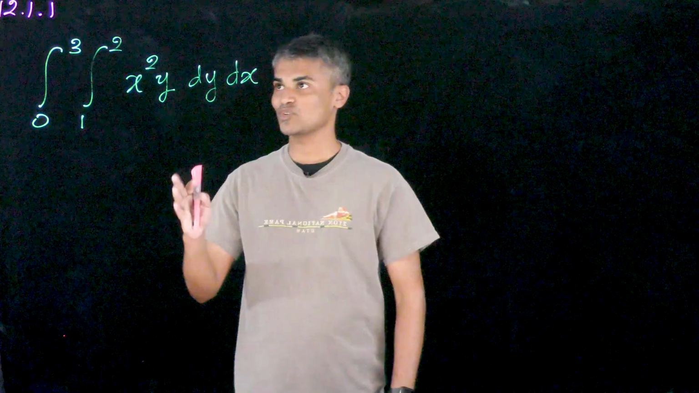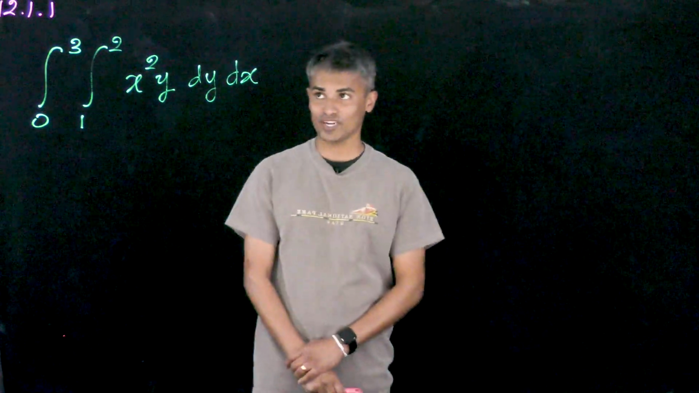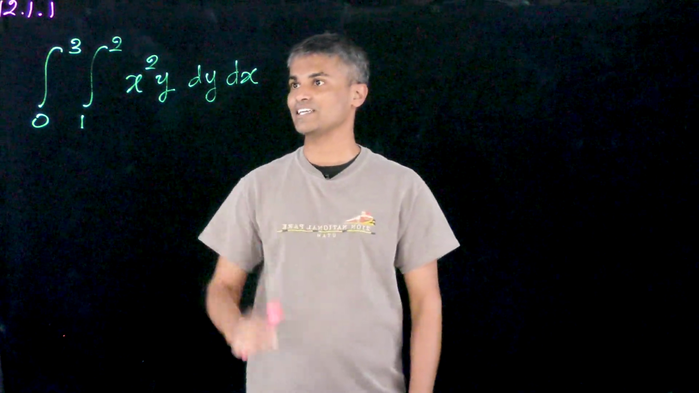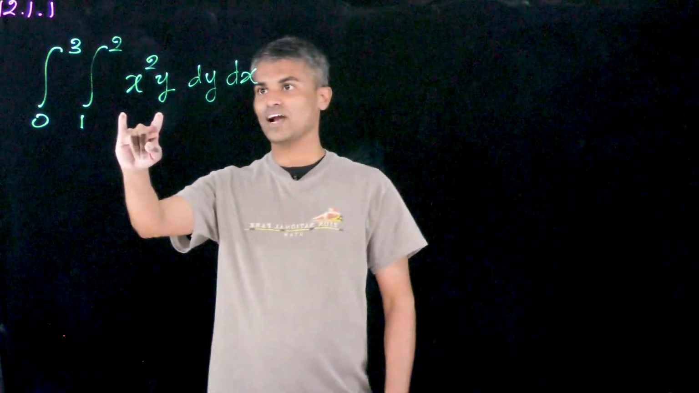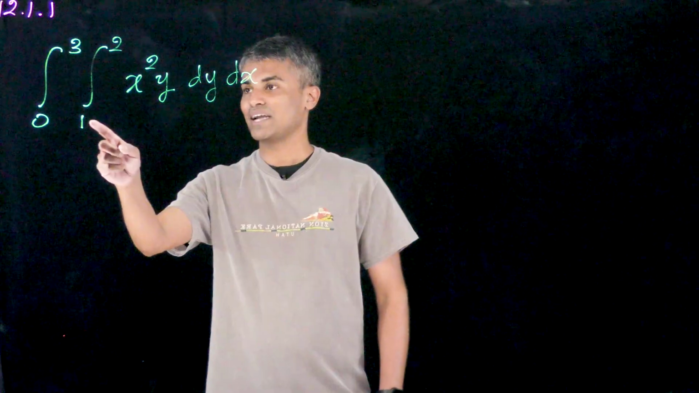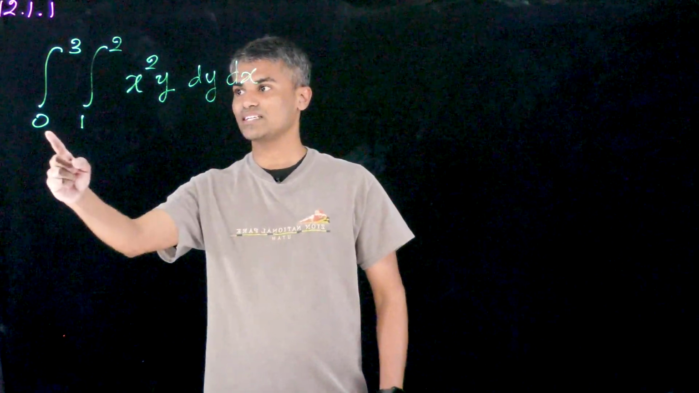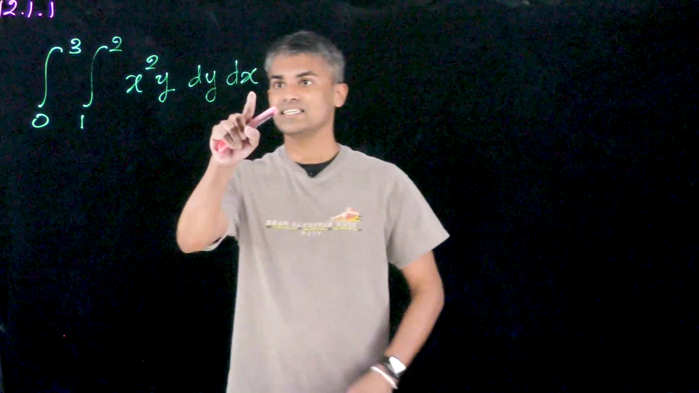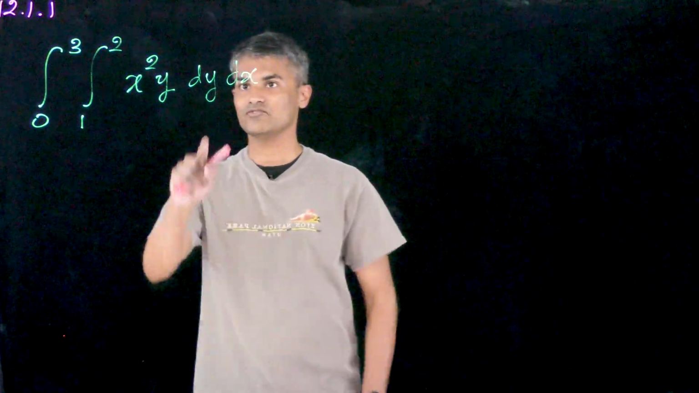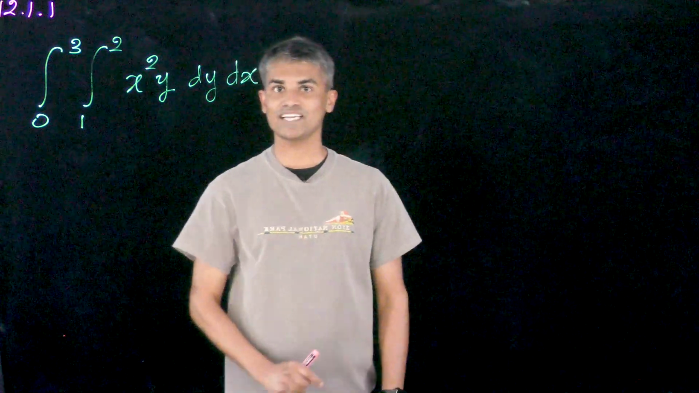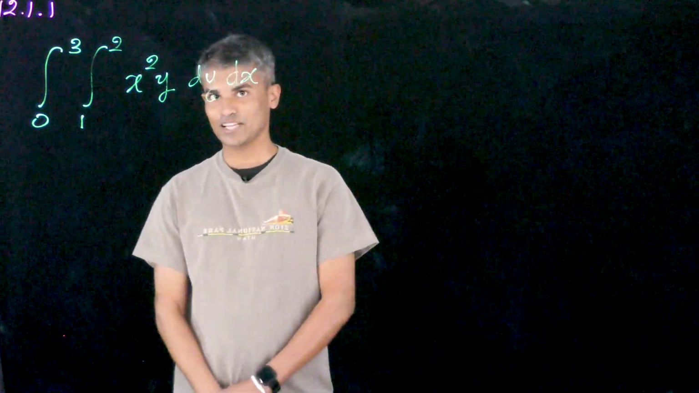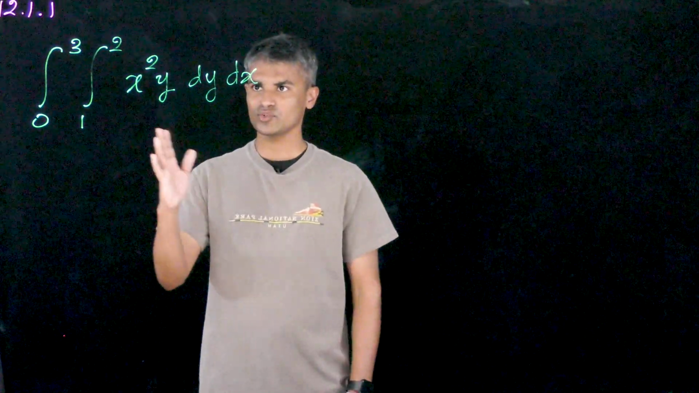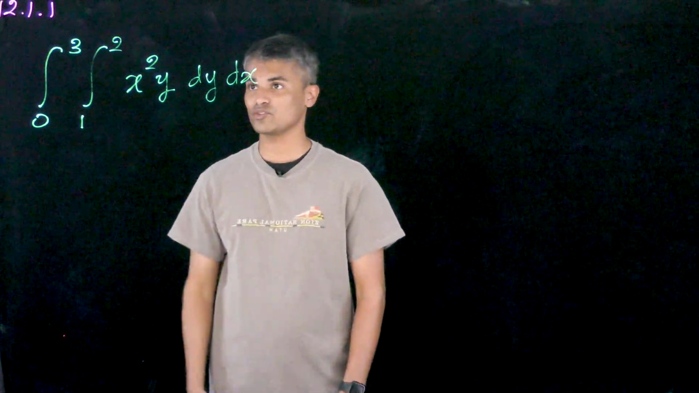Hi all. So this is the first example from chapter 12.1, and here we want to integrate this double integral. Our integrand is x squared y, and my inner integral goes from 1 to 2 and the outer integral goes from 0 to 3. And so this is the order of integration. First we want to integrate with respect to the y variable and then with respect to the x variable. And so before we start to solve this problem, let's try to see the domain.